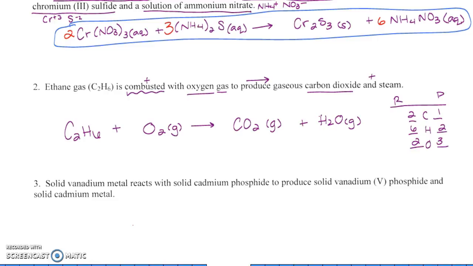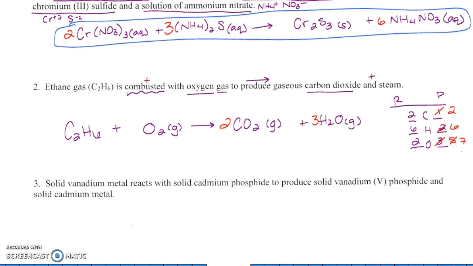So let's get 6 on this side. So I'm going to put a 3 over here. Now we have 6 hydrogen, and we've also changed the number of oxygen we have from 3 to 5. So the next thing that we're going to work on is the carbon. So I've got 2 carbon over here, so I want 2 carbon over here. So we've got 2, and now we have 4 plus 3, that's 7 oxygen. So everything's balanced except the oxygen.